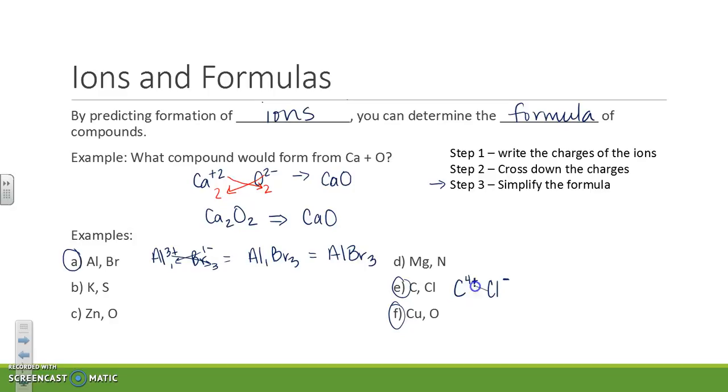All right, so we're going to take that 4 and we're going to cross it down. We're going to take that 1, we're going to cross it down, and we end up with C1Cl4. All right, can I simplify it? No. Do I need to write the 1? No. So we write it as CCl4.